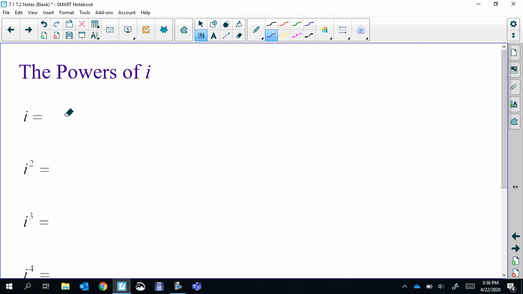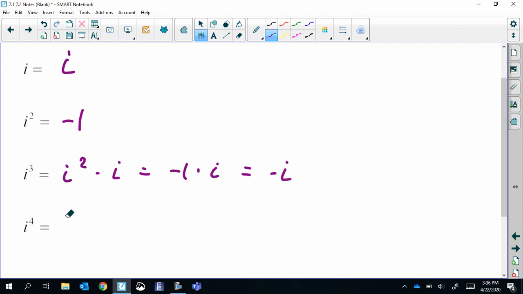Alright, so the powers of i: i squared is negative 1, we've talked about that. Now when we put this together, i to the third would be an i squared and another i, so that's negative 1 and another i, which would be negative i. i to the fourth would be an i squared and then another i squared if you split it up a little bit, which is negative 1 times negative 1, which is positive 1.